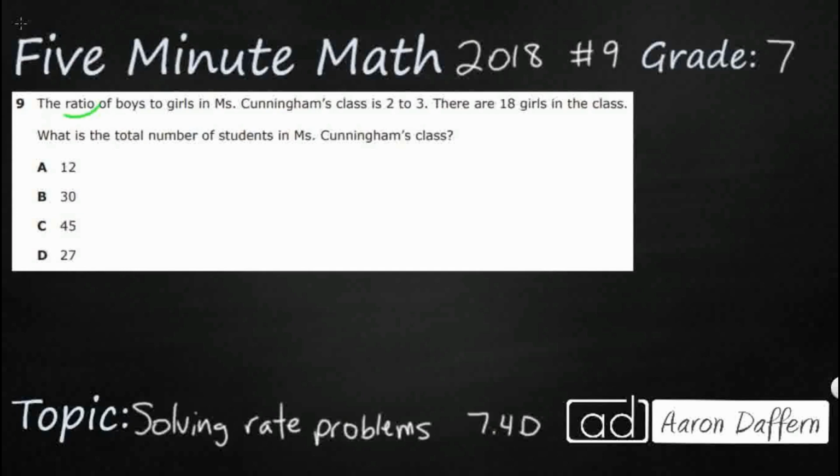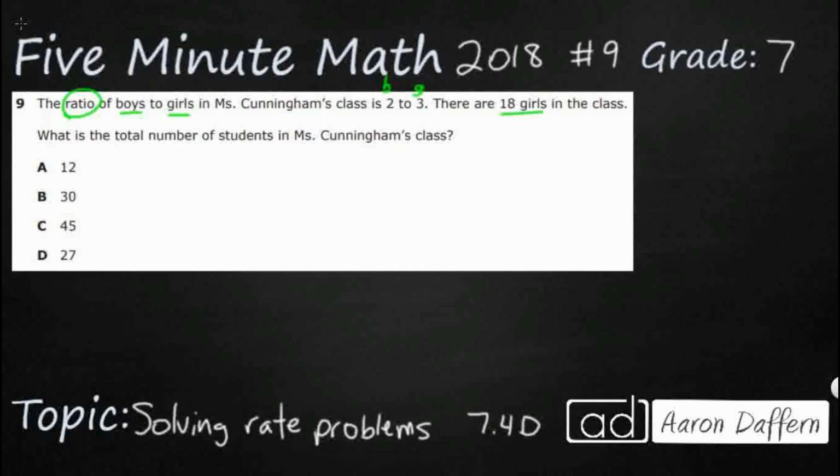So they're going to give us a ratio here of boys to girls of 2 to 3. So let's go ahead and label that. So 2 boys, 3 girls. And then we've got 18 girls in the class. So what is the total number of students in Miss Cunningham's class?